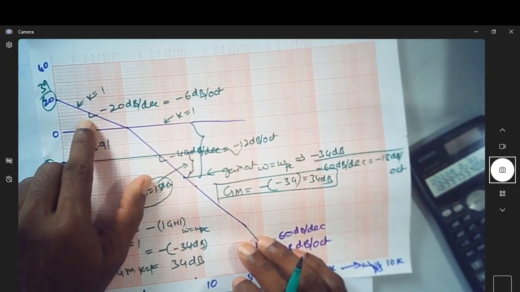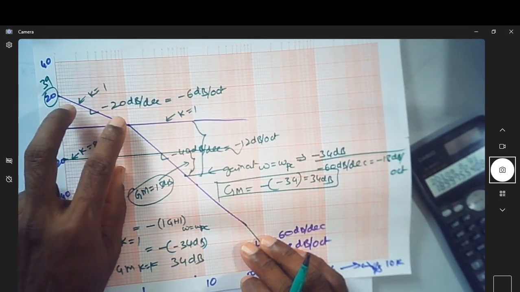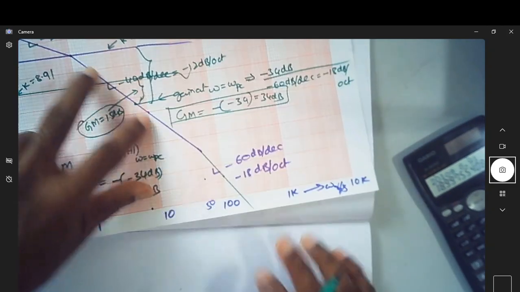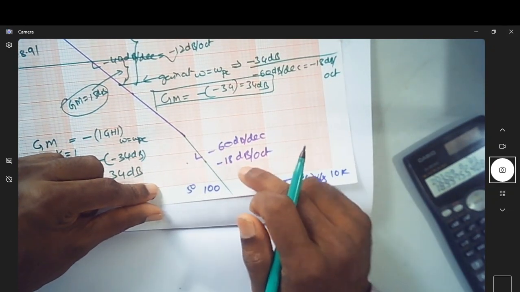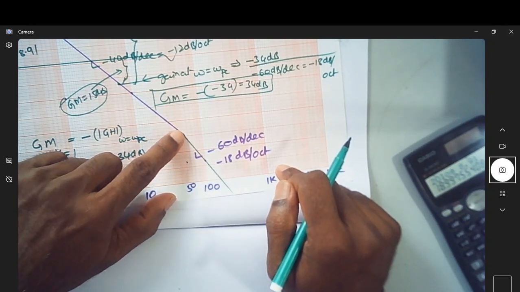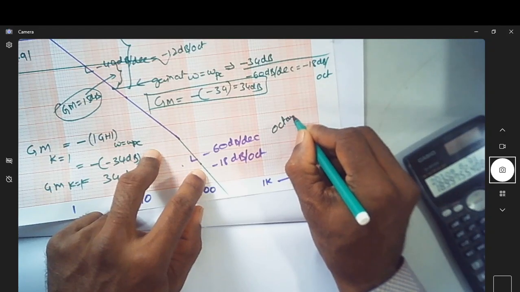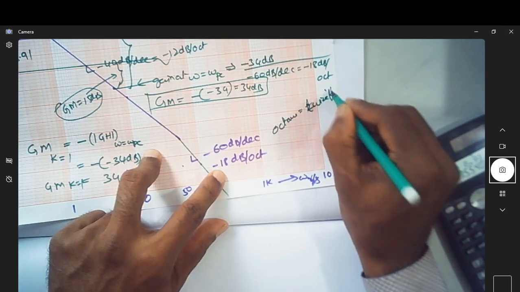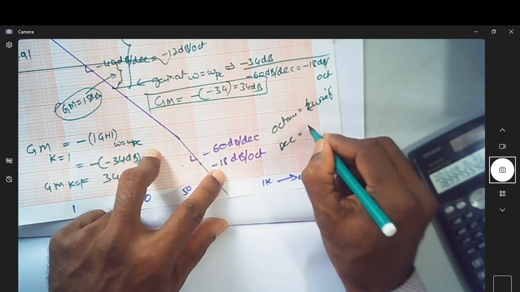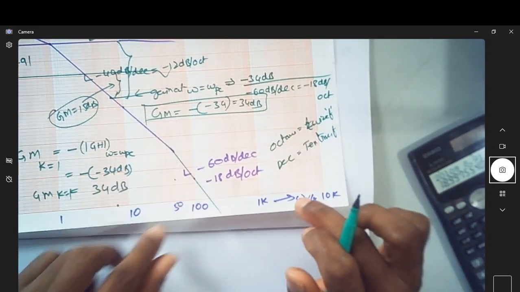Then we plotted the Bode plot, this blue one. This is the 0 dB line, and we plotted three different slopes: minus 20 dB per decade, minus 40 dB per decade, and for minus 60, since the space was not there, we took the equivalent of minus 60 dB per decade, which is nothing but minus 18 dB per octave. We came down by 18 dB, gone by 1 octave. Octave is nothing but twice the frequency. In case of decade, we take it as 10 times the frequency. Here it is twice the frequency.